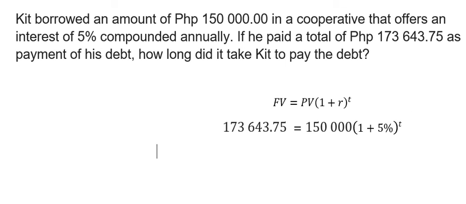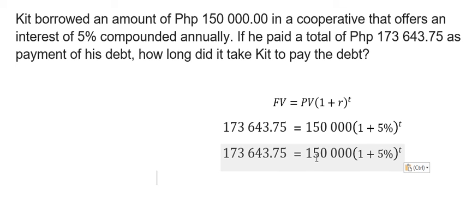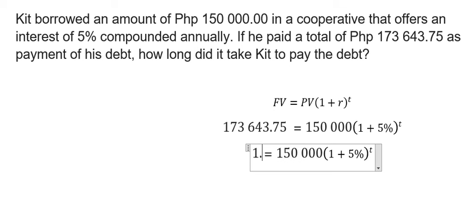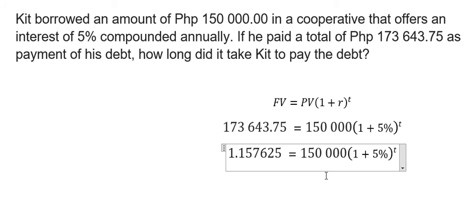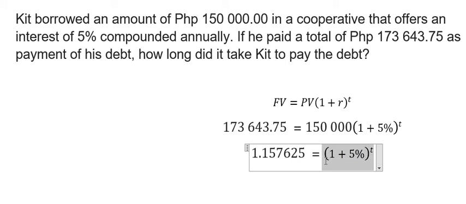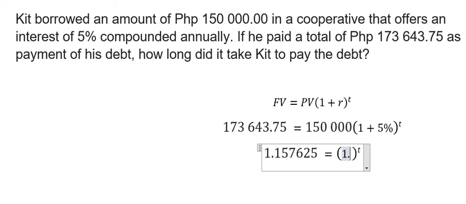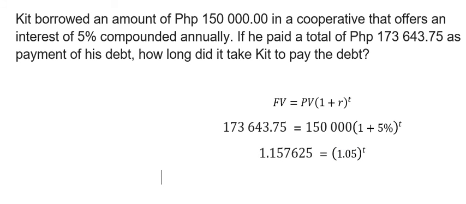Next, we divide both sides by 150,000 and we have 1.157625. The next one is 1.05. Next, we need to take the natural log of both sides.